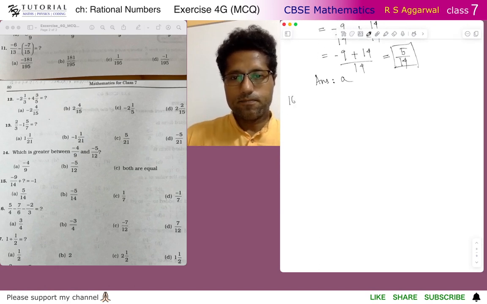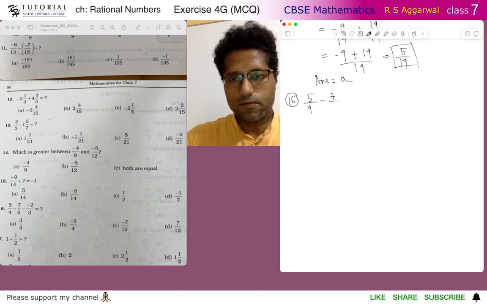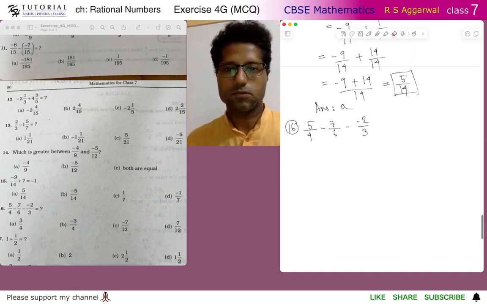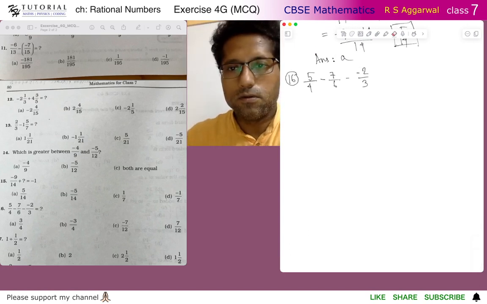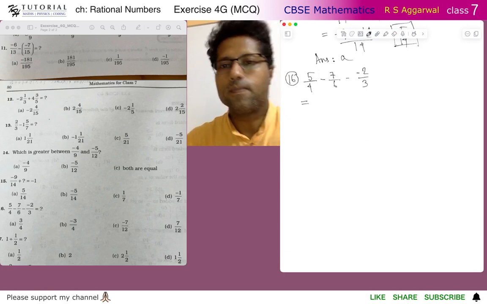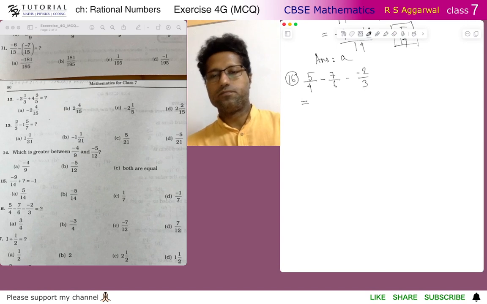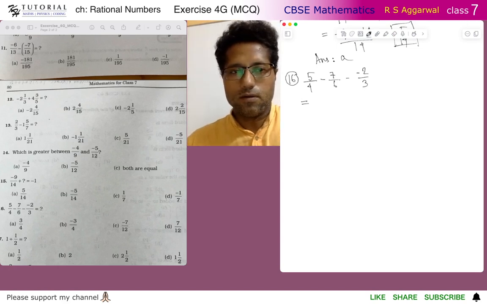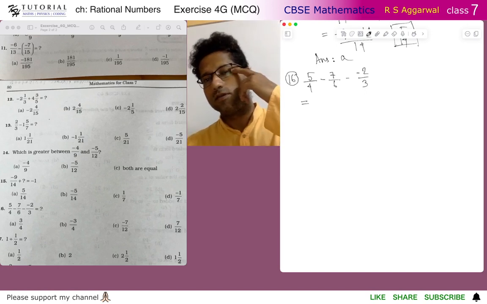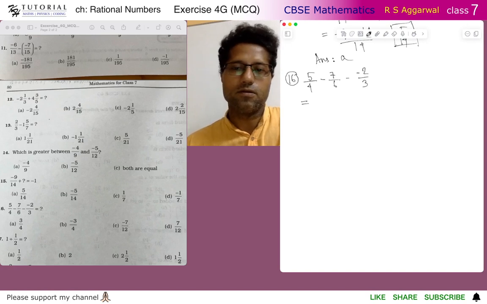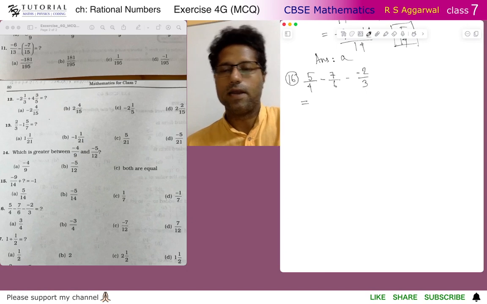So let's do question number 16. It is asking 5 by 4 minus 7 by 6 minus of minus 2 by 3 is how much? So it's asking to evaluate, find the value of this expression. Okay, so this is 5 by 4 minus 7 by 6 and minus of minus 2 by 3. I have discussed this in the class of addition and subtraction of rational numbers, that if you have an expression where there are multiple subtraction of rational numbers, then you can convert all the subtraction of rational numbers by the addition of their additive inverse.